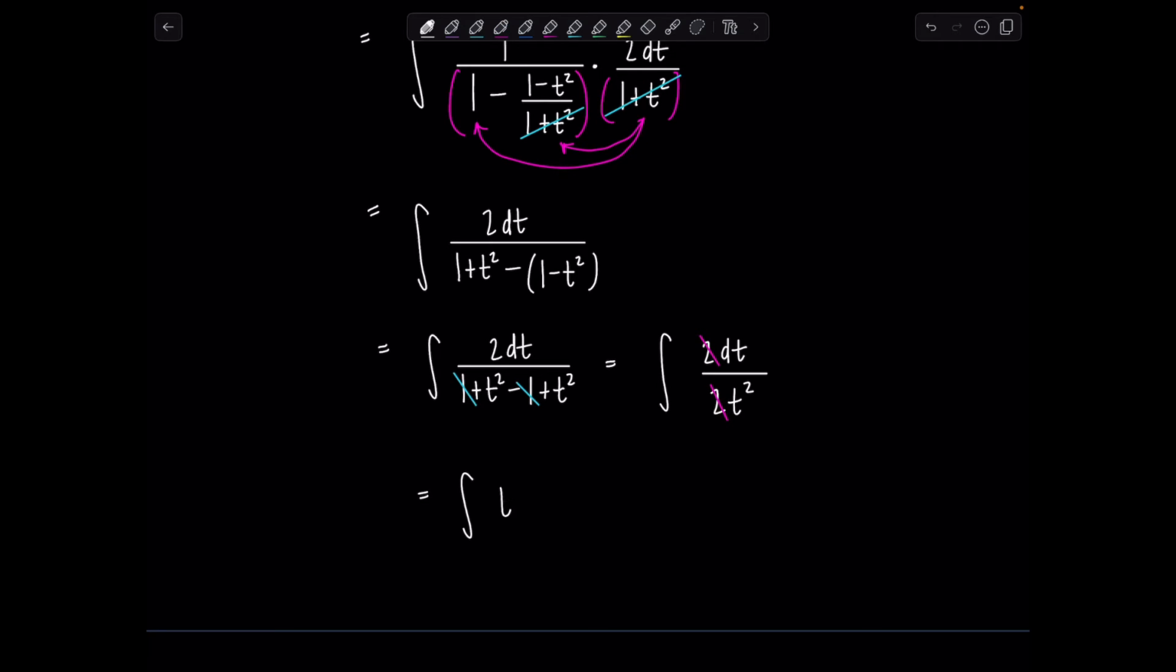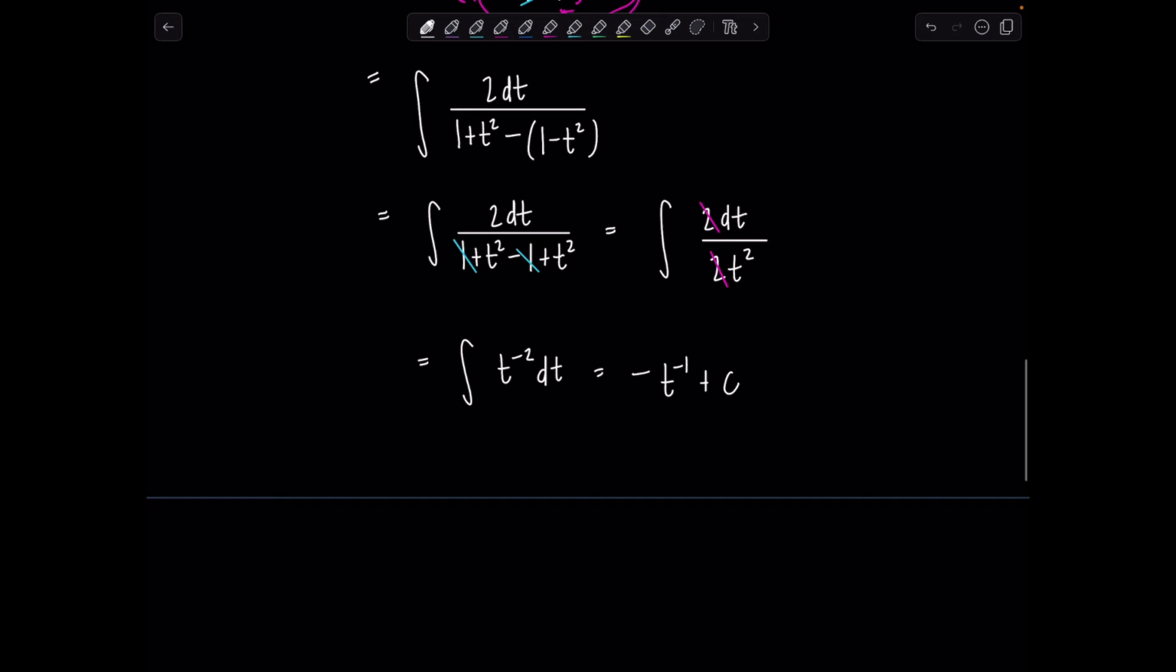I'm going to rewrite it as t to the negative second dt, okay? And then from here, add 1, divide by the new exponent. It'll be negative t to the negative first plus c, since I gave you an indefinite integral. And then I can rewrite this as negative 1 over t plus c. And then now it's time to replace t with, yes, tangent of x over 2. That was the original substitution that we made, plus c.